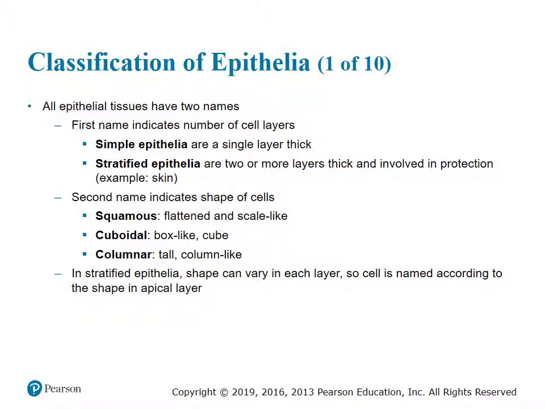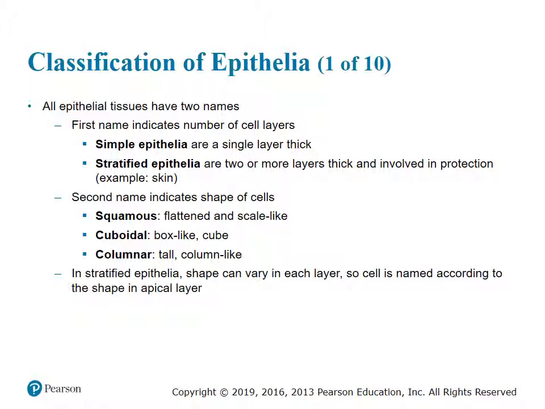So let's talk a little bit about classification before we move on. When we talk about classification, this is going to come into play this afternoon when you start looking at tissues, because there's going to be a lot of tissues to look at of all of the 4 types of tissue. And so when we look at this, we have some rules involved as far as how we name them, how we classify them, right?